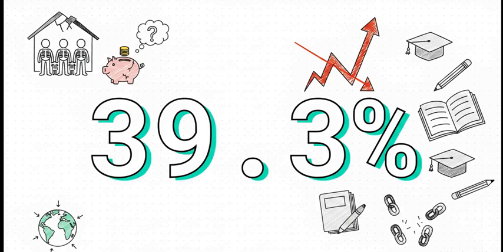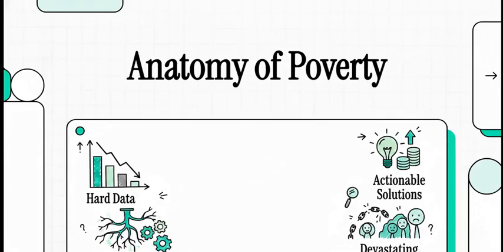Honestly, you literally cannot write a strong paper on the economy, sociology, or public administration without having a rock-solid grasp on this. So let's dive right into this masterclass on the anatomy of poverty. I'm going to be your professor and mentor for this explainer, and we're going to break this topic down exactly how you need to structure it for your exams. We're not just going to talk about what poverty is. We're going to dig into the hard data, the root causes, the devastating impacts, and the actionable solutions.